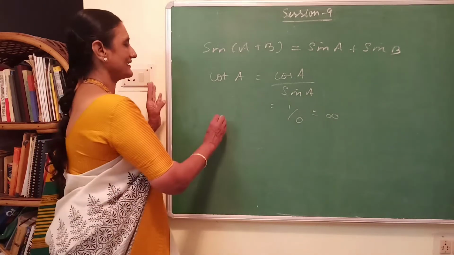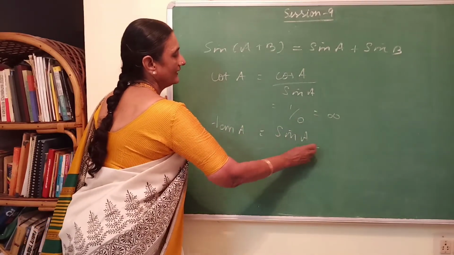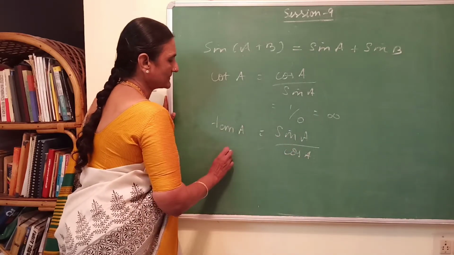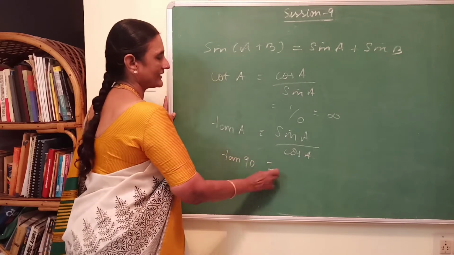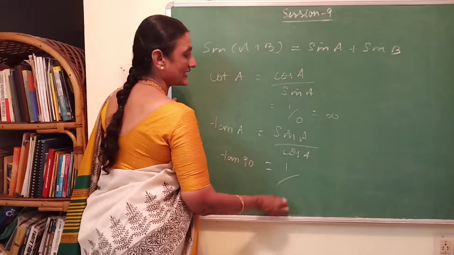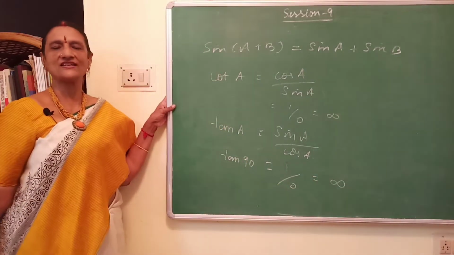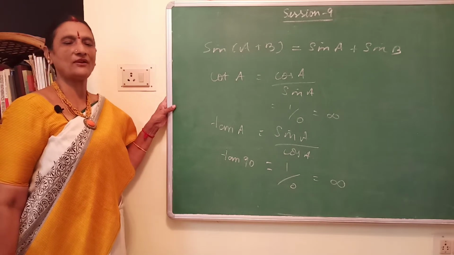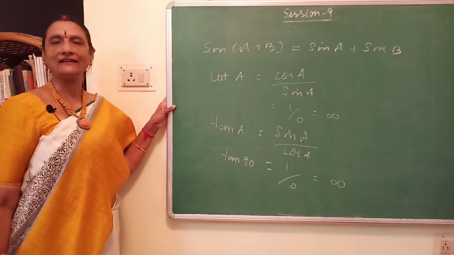Similarly, which value is not defined for tan? For tan, it is sin A by cos A. When A becomes 90, what happens? Tan 90 is equal to sin 90, which is 1, by cos 90, which is 0. Therefore, for this value, tan A is not defined. So, you have to clearly understand what is what before we proceed further. That is for exercise 8.3.